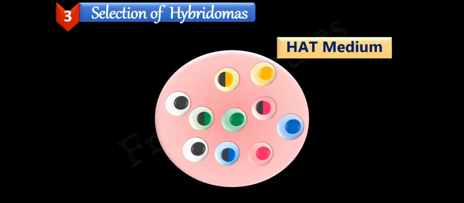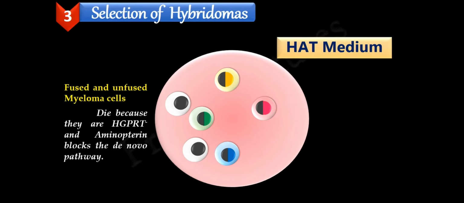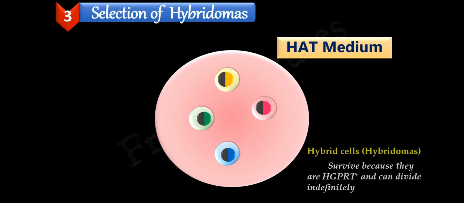In this step, the mixture of cells obtained after the fusion step is transferred to the HAT medium. Fused and unfused B cells die within a few days because of their short lifespan. They are not able to divide indefinitely in cell culture. Fused and unfused myeloma cells also die. This is because myeloma cells are HGPRT negative and aminopterin present in the HAT medium blocks the de novo pathway. Hybrid cells or hybridomas survive in HAT medium. These hybrid cells are able to synthesize nucleotides by the salvage pathway. The functional HGPRT enzyme is contributed by the activated B cell partner. Also these cells are able to divide indefinitely, and this property is contributed by the myeloma cell partner. Therefore, what remains in the HAT medium are the desired hybrid cells producing antibodies against the specific epitopes on an antigen.